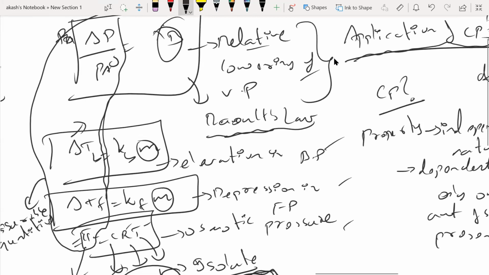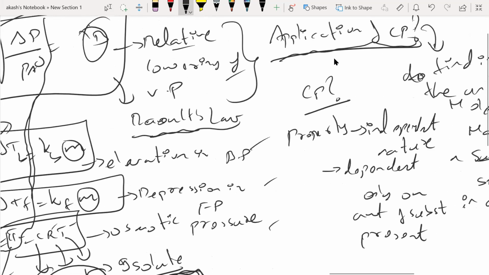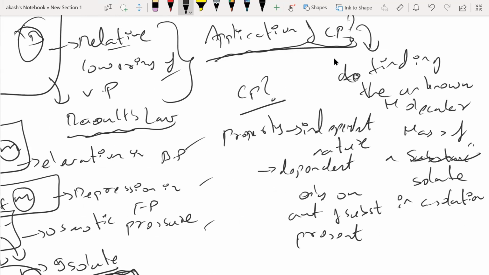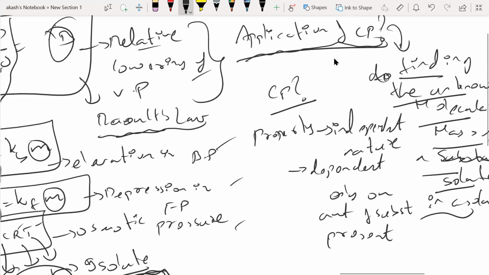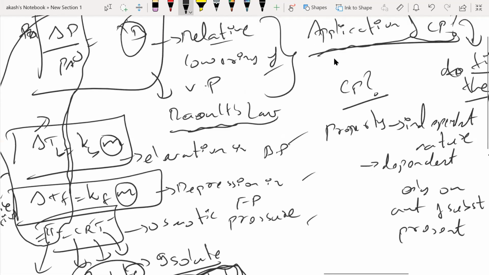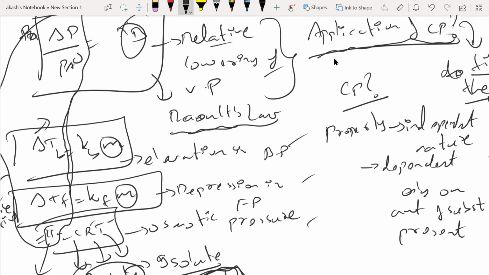Right. So now, next question is: out of these four colligative properties, which one is the best one? When I say best one, for finding the molecular mass, right? I gave you a solution, and now I want to find the molecular mass of the solute because I don't know what the solute is. Which method will you use out of these four and why?